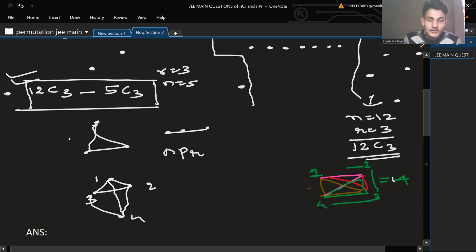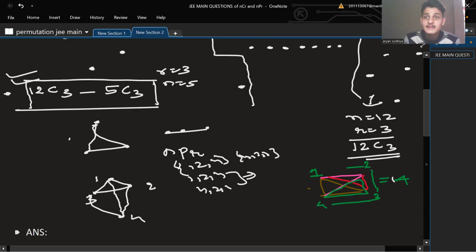But do you see that 1, 2, 4 or 4, 2, 1 will result in a different triangle? I would say no. So order does not matter here. If I select 1, 2, 4 or 4, 2, 1, that will give me the same count. That means I just need to group three points, and find as many groups as I can make. That will give me the number of triangles. I hope you understand this point. So that is why we are using nCr.